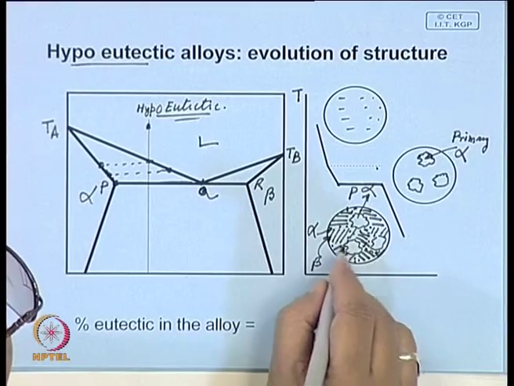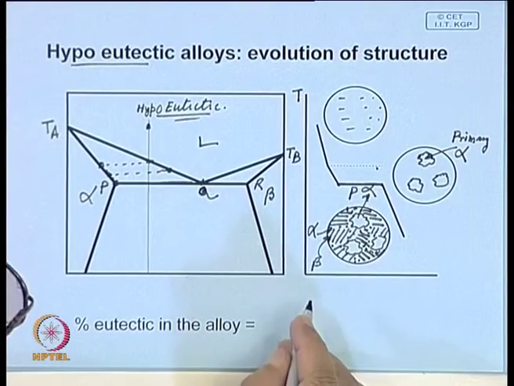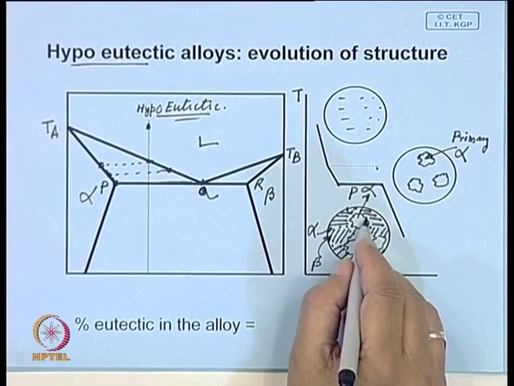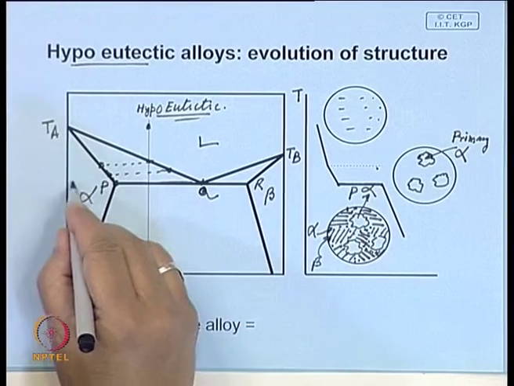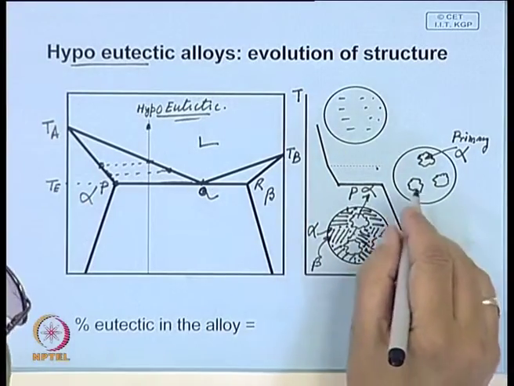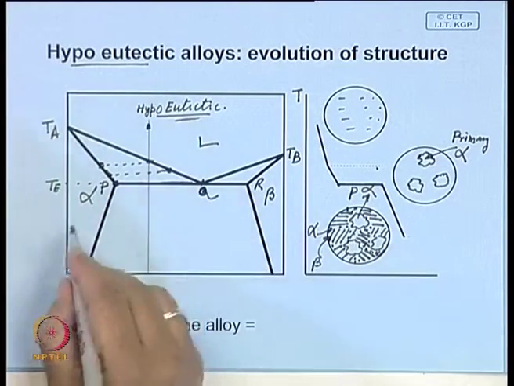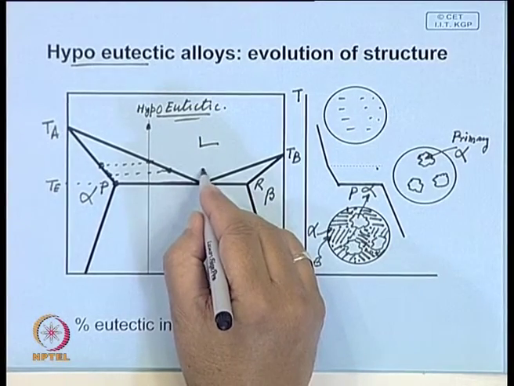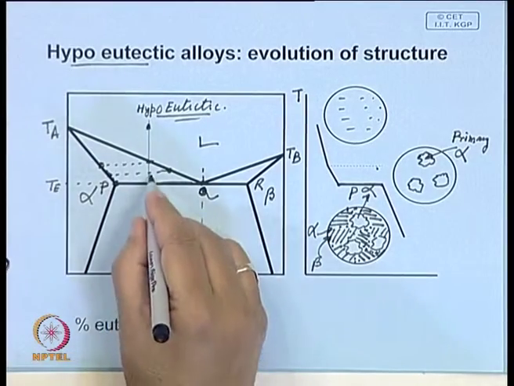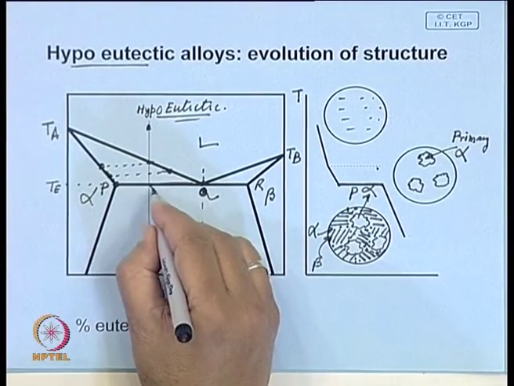Nevertheless, eutectic is an intimate mixture of the two phases alpha and beta in a binary alloy. Now, if you want to find out the amount of primary alpha at the eutectic temperature, you can also apply the lever rule here. The eutectic composition is given by this point Q, and this alloy composition is, let us say, given by point X.